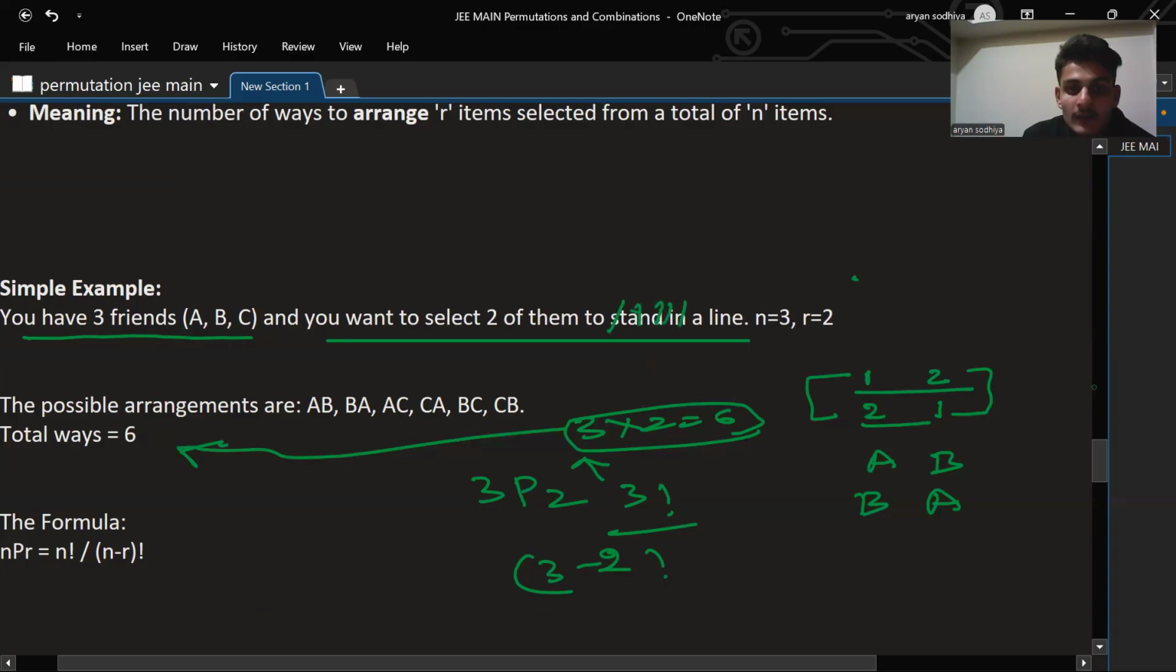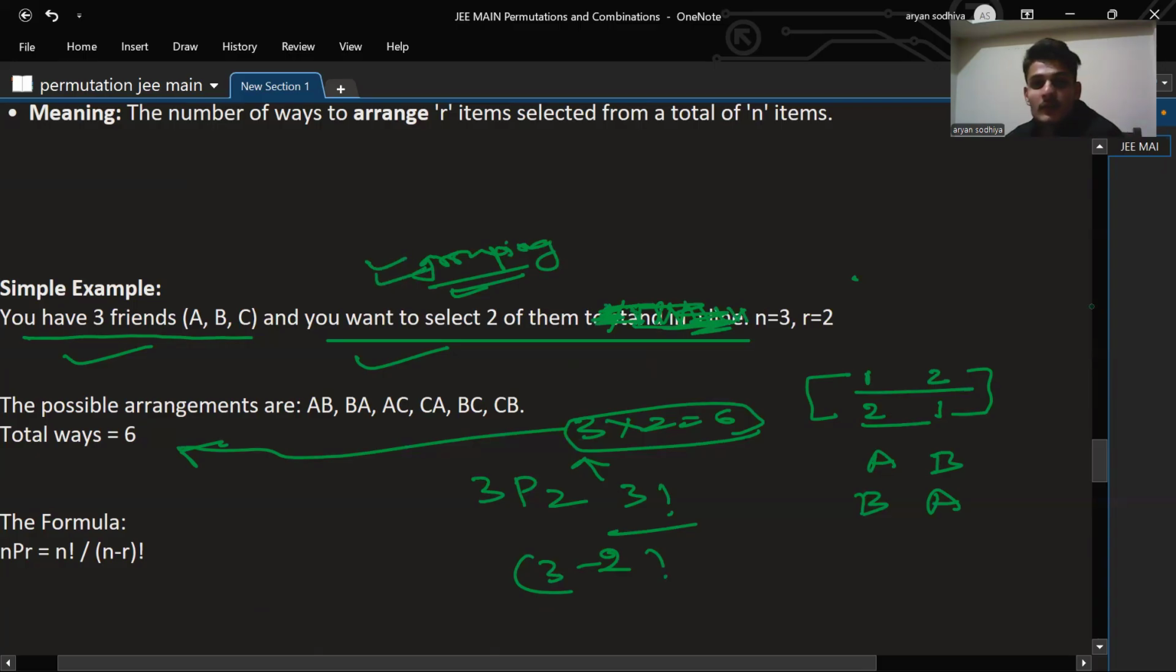Let's say, in place of standing in a line, nothing is here. You have three friends and you want to select two of them. Now, when terms like selecting or grouping are used, and not in a line, arrangement is not there. So you will use the formula of 3C2, which is 3 factorial divided by 1 factorial into 2 factorial. So the answer will come 3. You just need to make groups. You will see later on. Next part is that only.